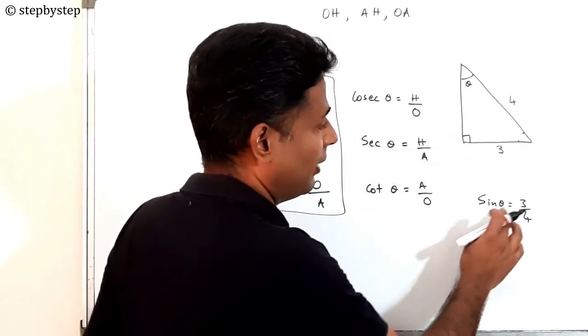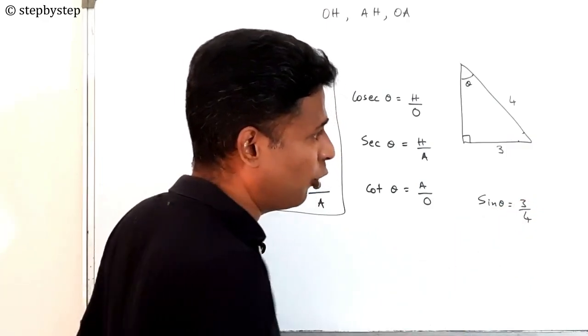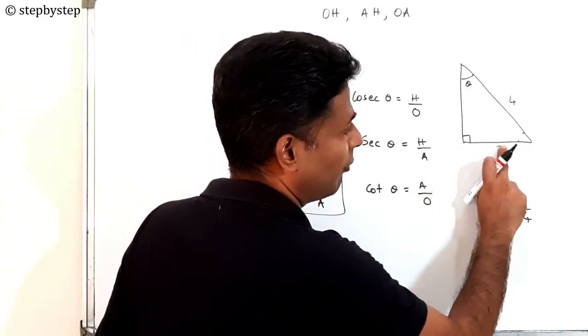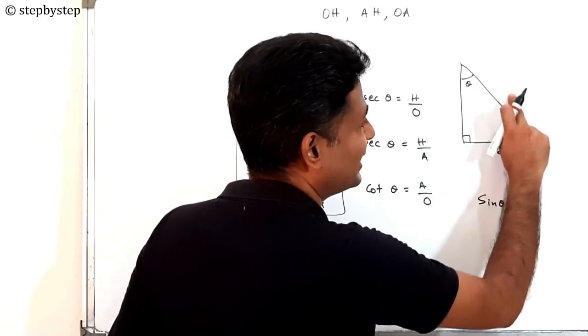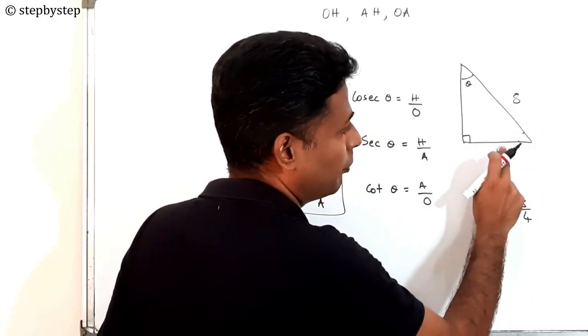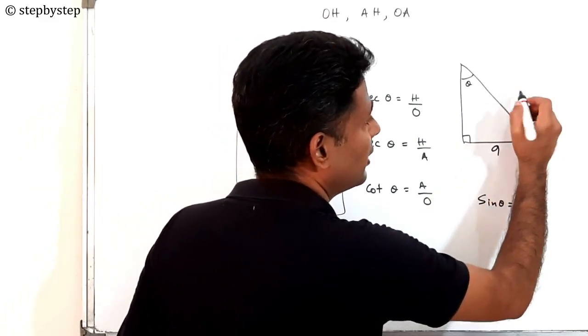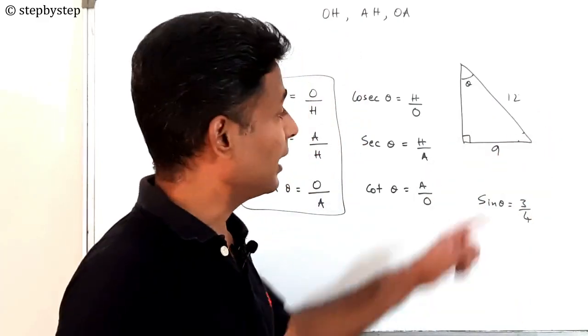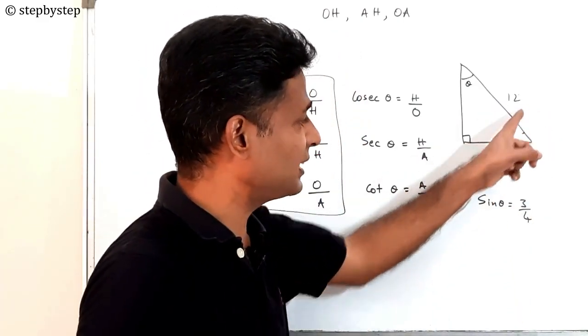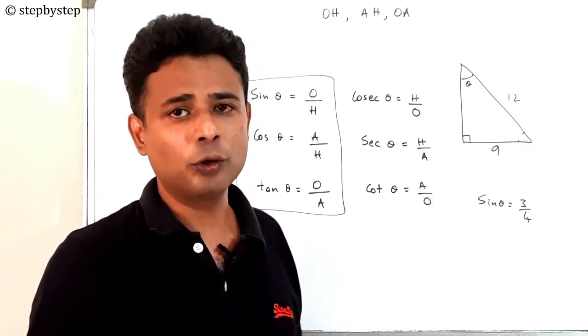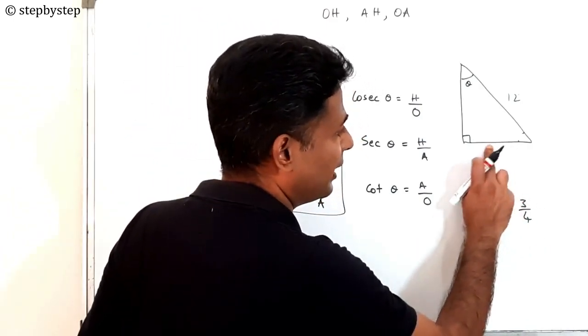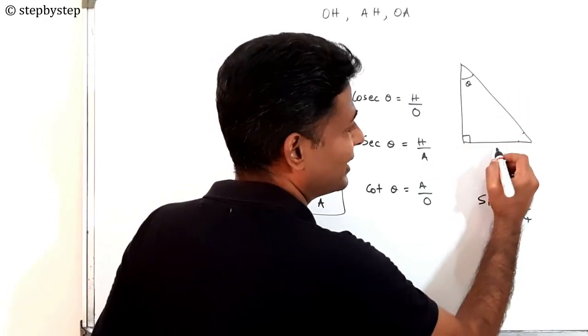For example, when I tell you sin theta is 3 by 4, the sides can be 3 and 4, or if I multiply both by 2, it can be 6 and 8. I can multiply again with 3, it can be 9 and 12, anything. The ratio of these sides will be 3 by 4. So remember, whenever they tell you sin theta equal to 3 by 4, you will not write it as 3 and 4.